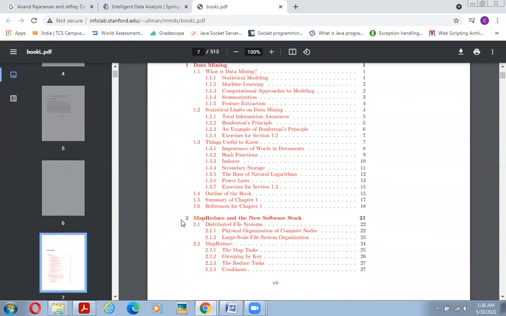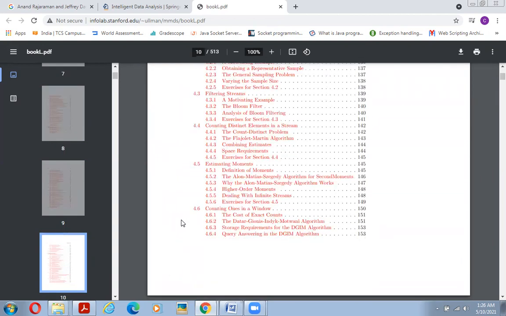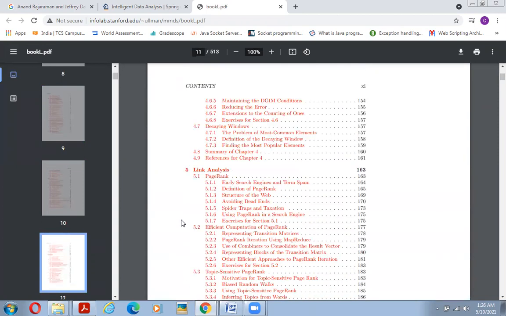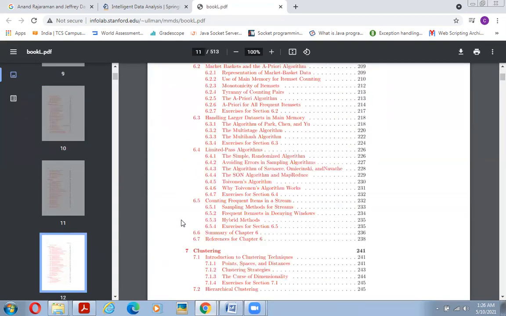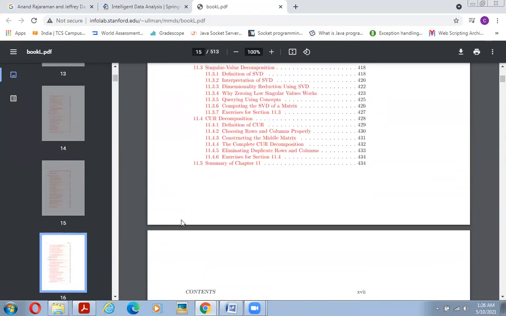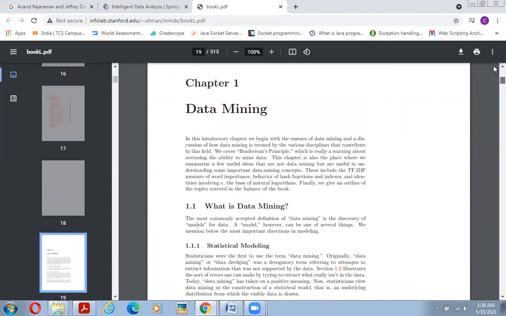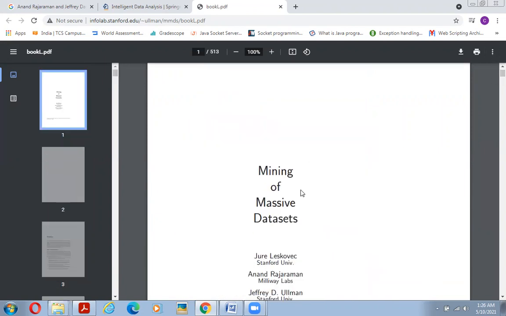What is data mining, statistical modeling, machine learning, and statistical limits and their usefulness. MapReduce and the software stack, then filtering streams, counting distinct elements in a stream, estimating moments, counting ones in a window. Then we have link analysis. So this book belongs to data mining of massive data sets, and it will be helpful in our third unit.